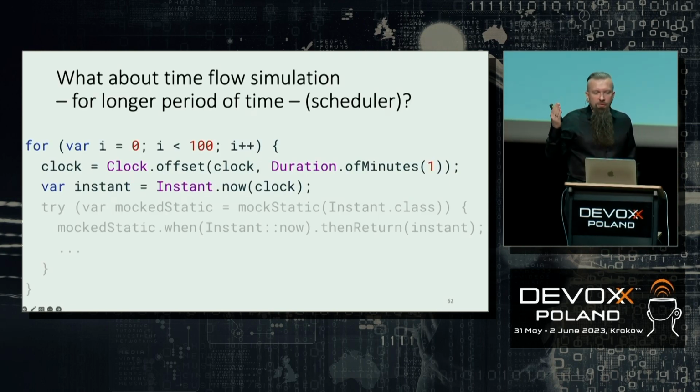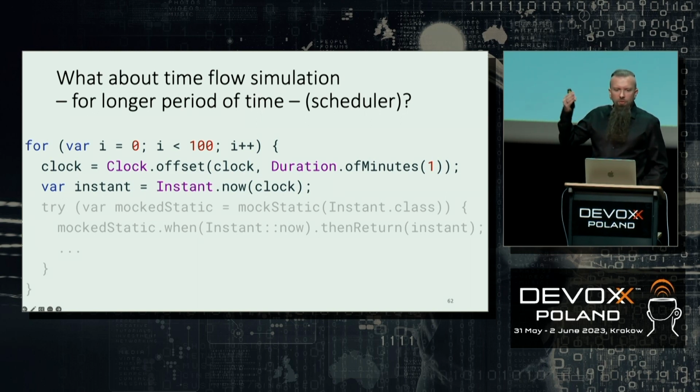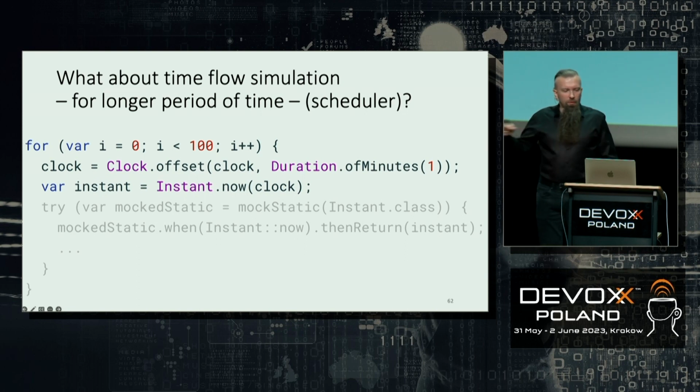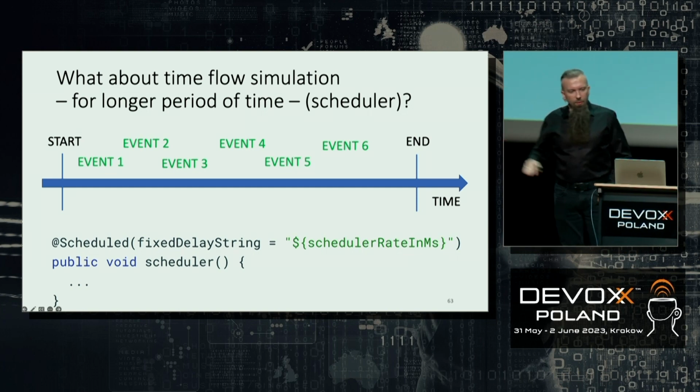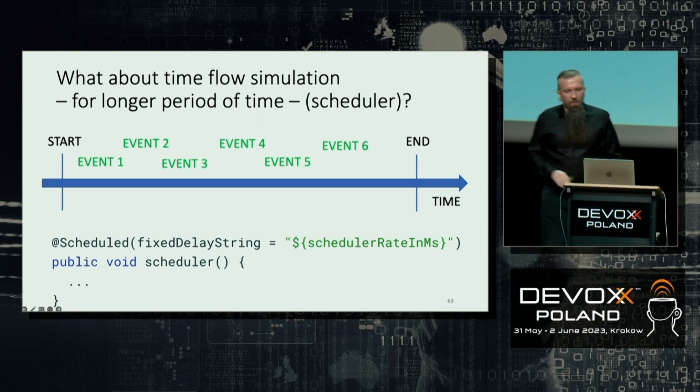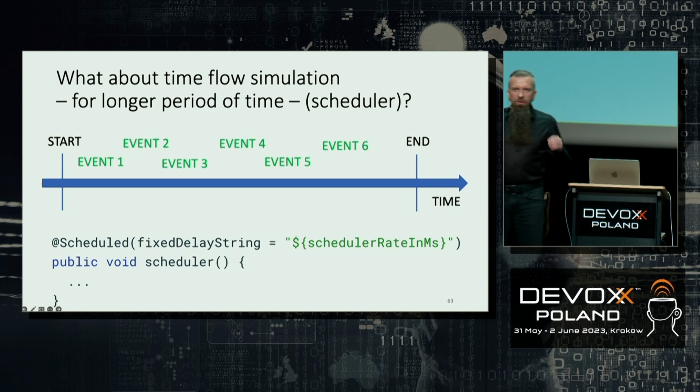What about time flow simulation? It's getting even messier. We probably should create some additional for loop and mutate the clock in this for loop, and we are not going to go that road. So what about time flow simulation? What is time flow simulation?